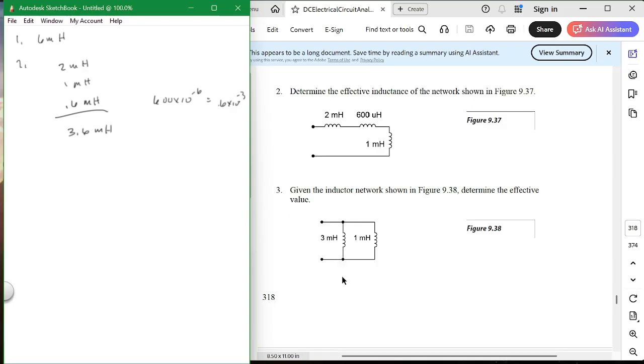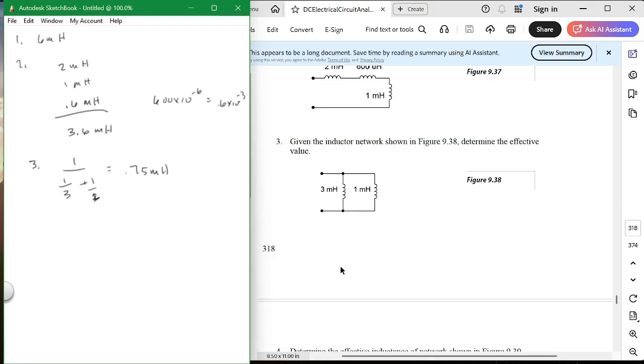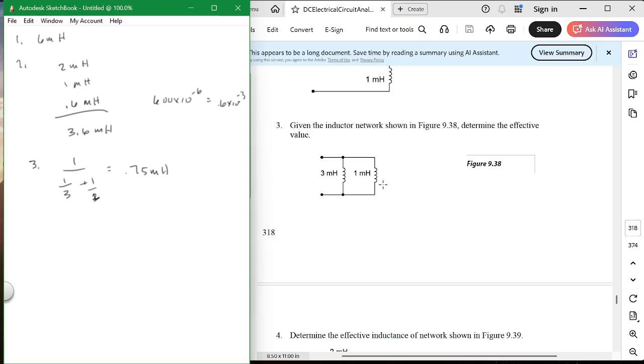What about this one? They're in parallel, so use the parallel rule. 1 over 3 plus 1 over 1 is equal to what? Well, we have to take our calculator out and do that one. Does anybody have the answer? Pardon? 0.75 sounds about right. 0.75 millihenries. Any questions about that one? It's the 1 over 1 over rule, or this one times this one over this one plus this one.